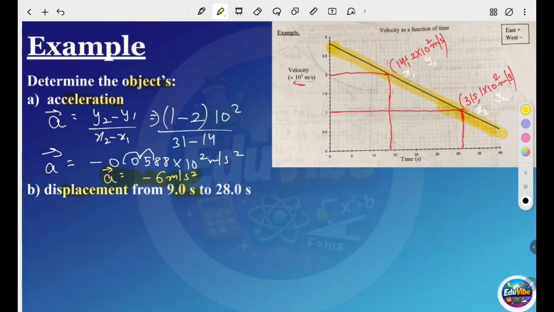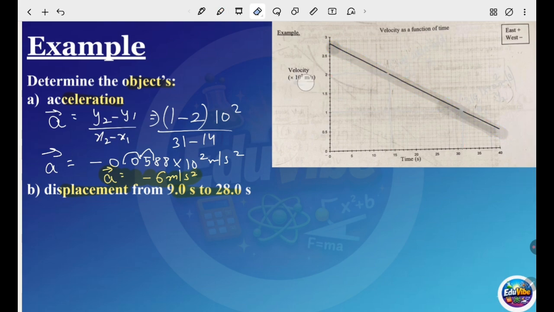Next, you have to find the displacement from 9.0 seconds to 28.0 seconds. For this, I have made the graph according to this. So here are 9.0 seconds, and 28 is over there. So I have to put that line to get the specific area for this.